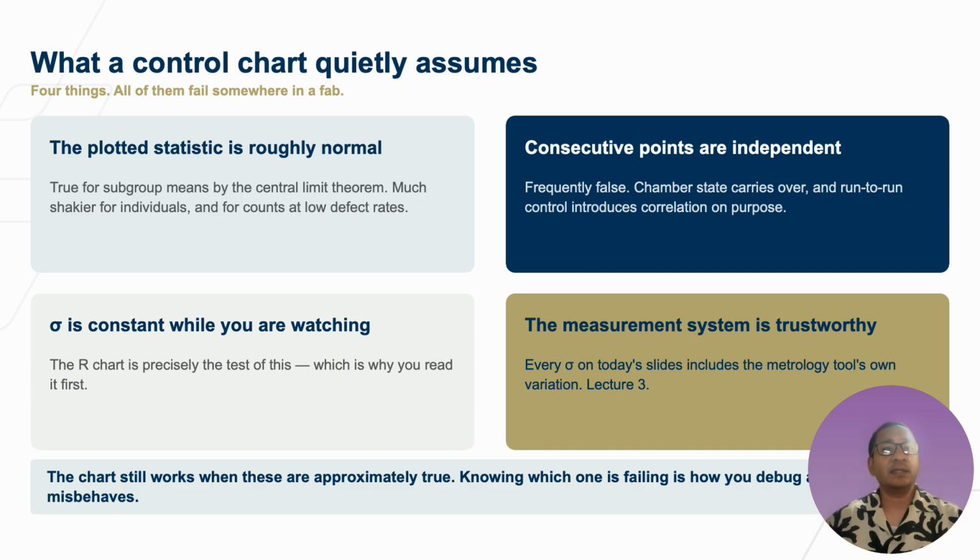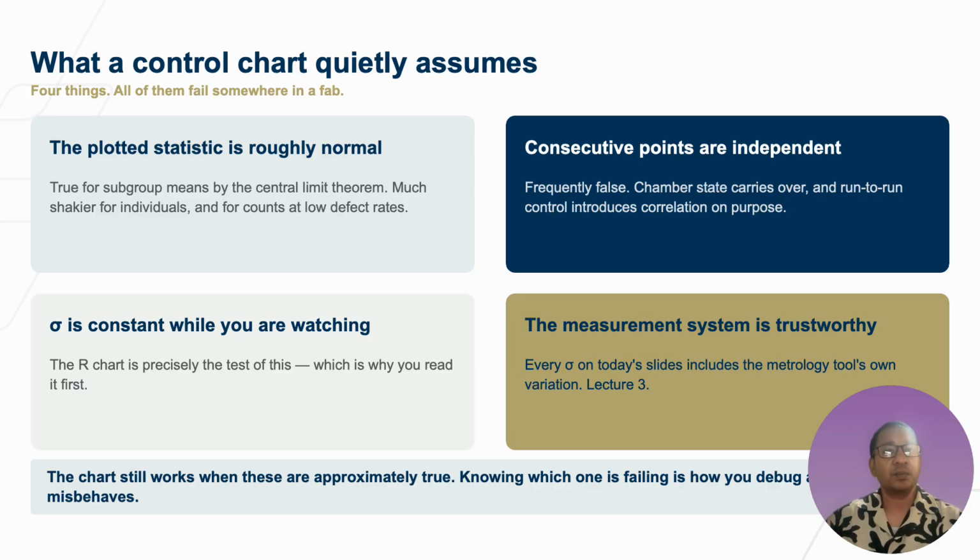Before we build anything, the assumptions, four of them, and every one fails somewhere in the fab. The plotted statistic is roughly normal. True for subgroup means thanks to the central limit theorem. Much shakier for individuals, and shakier still for counts at low defect rates. Consecutive points are independent. Frequently false. Chamber state carries over between runs, and a run-to-run controller introduces correlation deliberately.